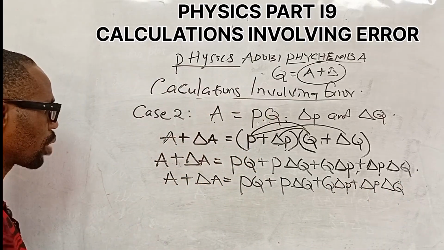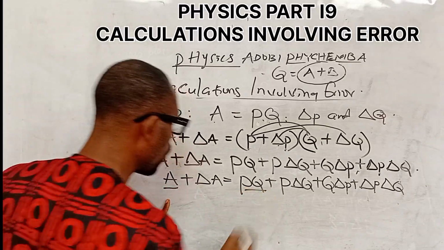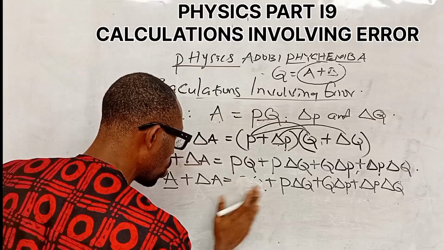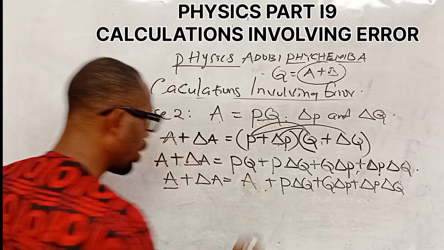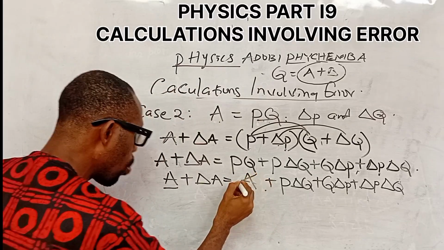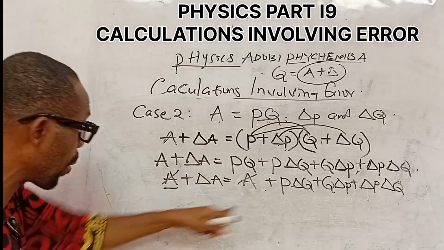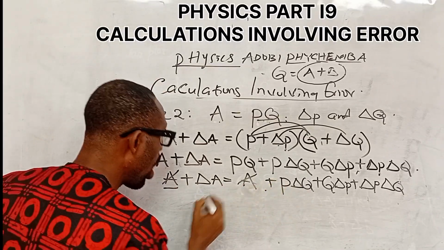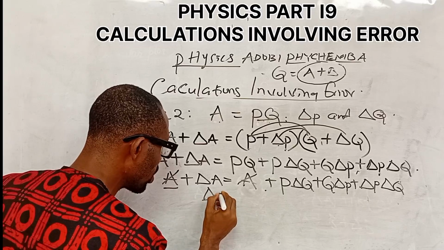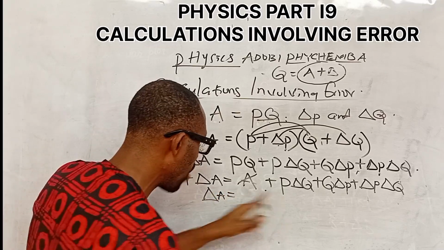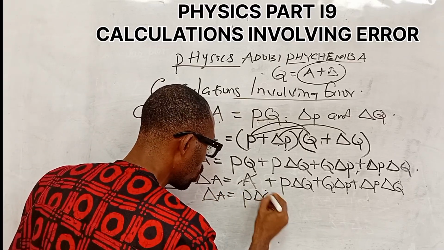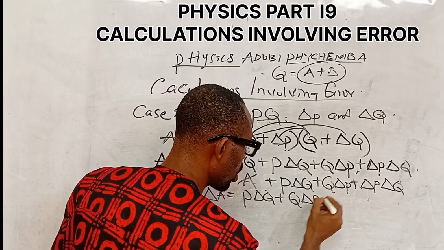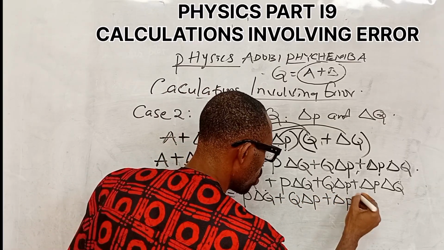I want you to observe something. This is A, and this is PQ. Anywhere I see PQ, I will change it to A. So this is automatically A, and this A will cancel this out, because A minus A is gone. So you have change in A equal to what is left: P, change in Q, plus Q, change in P, plus change in P, change in Q.